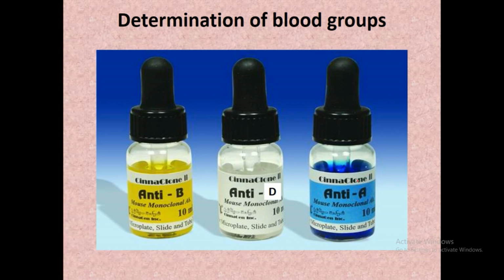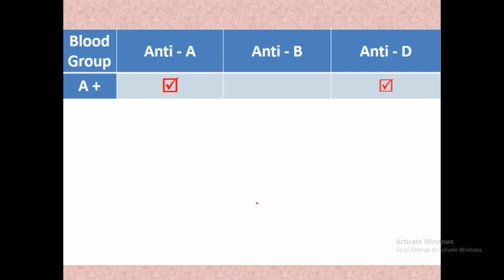So we have three solutions: anti-A, which is bluish in color, anti-D, which is colorless, and anti-B, which is yellowish in color. These are the artificially available anti-sera. The anti-A solution contains antibodies against agglutinogen A, the anti-B solution contains antibodies against agglutinogen B, and the anti-D solution contains antibodies or agglutinins against agglutinogen D or Rh antigen. So we have three solutions: anti-A, anti-B and anti-D.